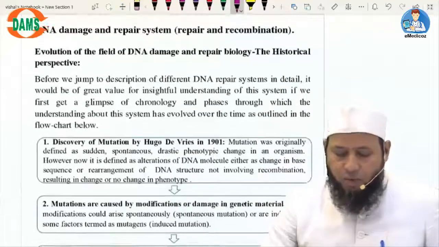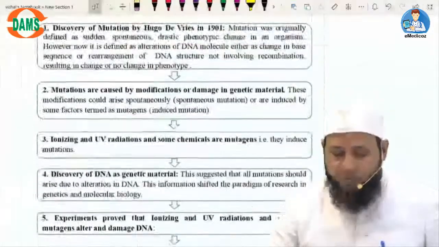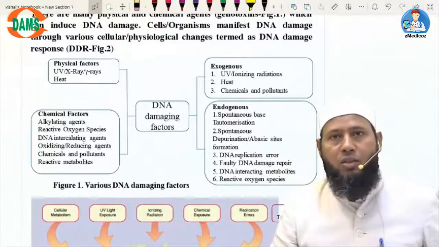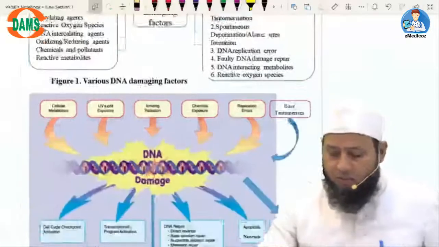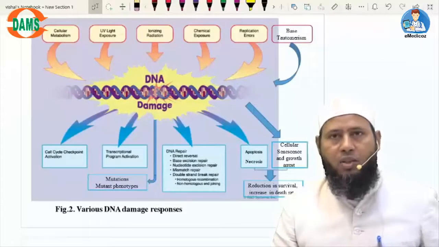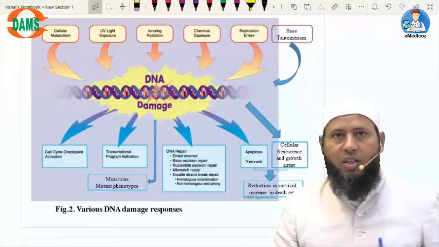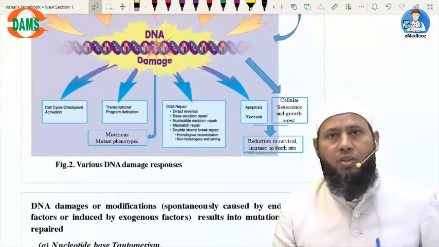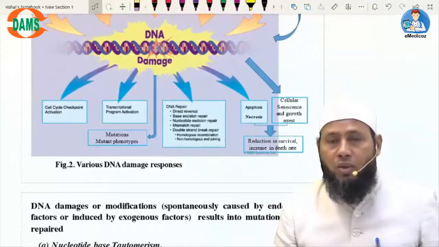So we have covered many things like this. And then we have covered different kinds of mutagens, endogenous, exogenous, physical and chemical. And then we have also discussed what kind of cell response is generated after the DNA damage. So there are certain responses which are intracellular responses which we do not see.